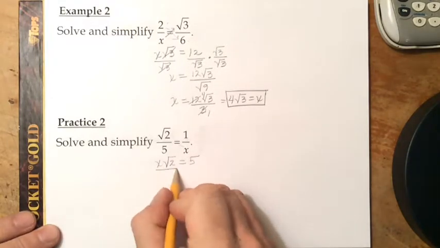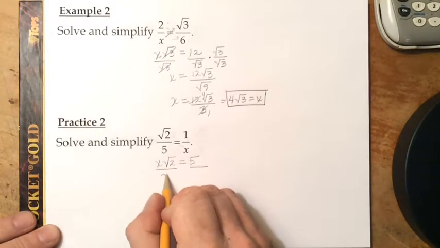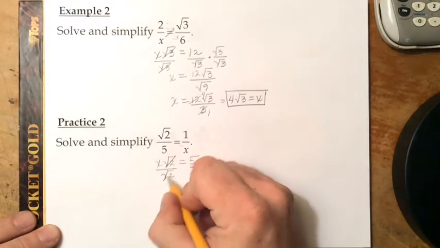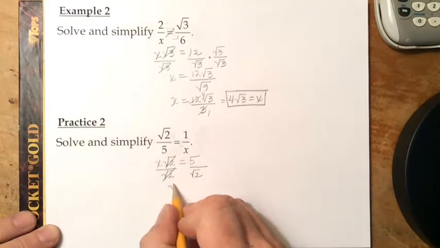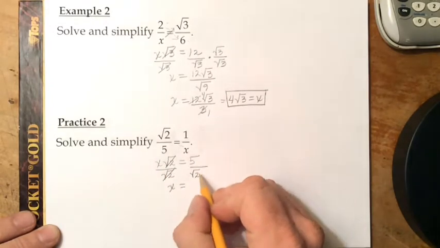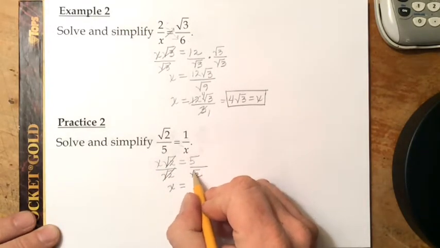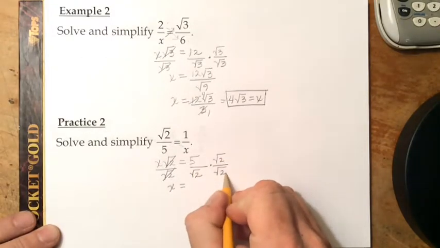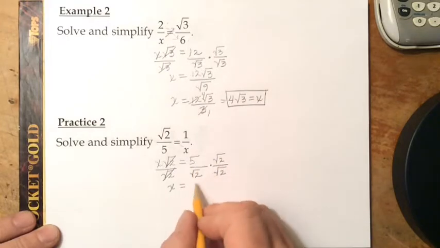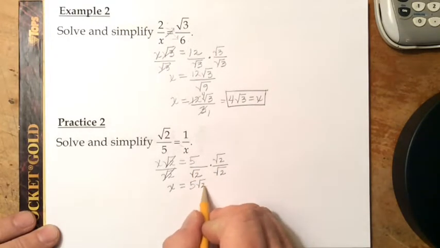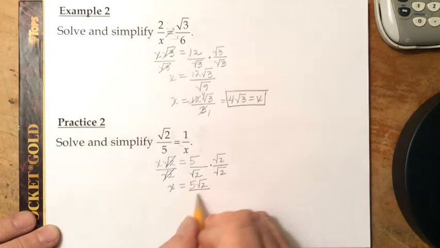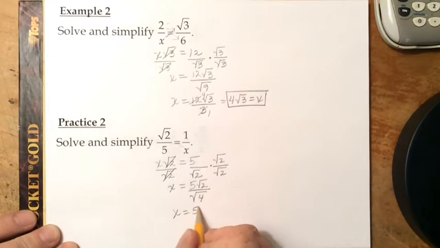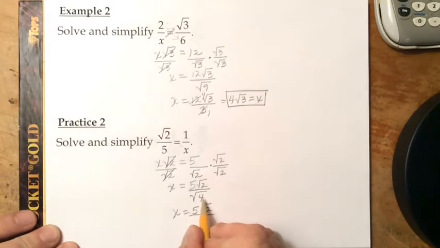Dividing both sides by the square root of 2 so that we can get x by itself. The square root of 2 divides out here, and we're left with simply x. Here we need to rationalize the denominator because of the square root, so we multiply by a form of 1 as the square root of 2 over the square root of 2. 5 times the square root of 2 is 5 root 2. Square root of 2 times square root of 2 is the square root of 4. So x is equal to 5 times the square root of 2, and the square root of 4 is simply 2.